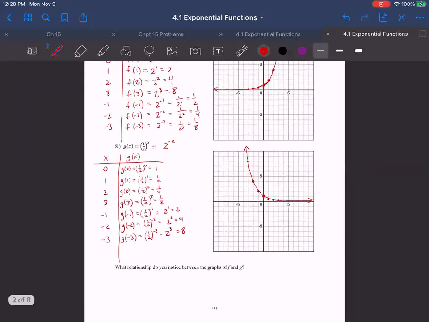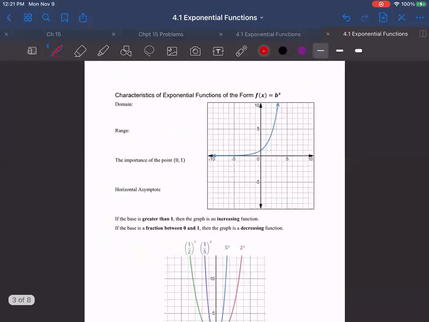So what is the relationship between the graph of f and g? They are reflections across the y-axis. They are horizontally flipped. All right, let me pause and see if there are any questions for this part.